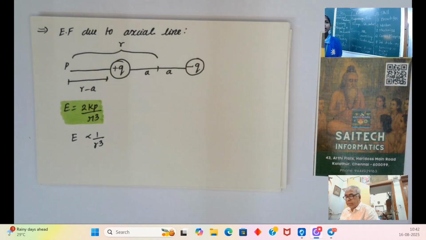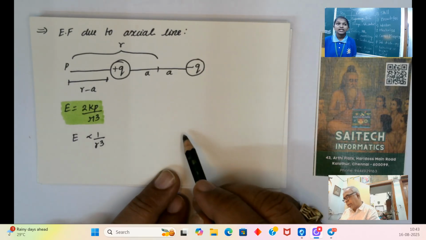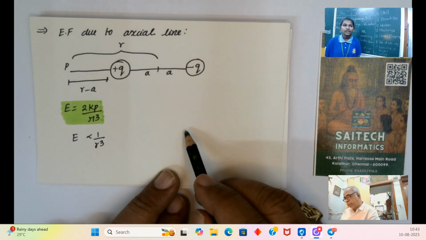Now we'll be seeing about the electric field due to an axial line, where I have represented it through a diagram, and its formula will be 2kp by r cube, where k is the dielectric constant and p is the dipole moment, where E is inversely proportional to r cube. So as the distance increases, the electric field intensity will decrease.